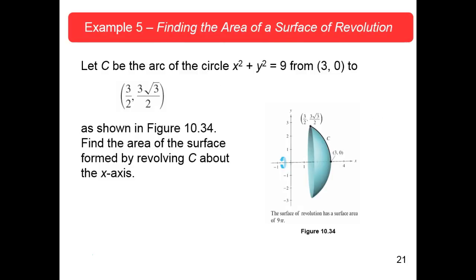All right. This is Example 5, the last example of the section. Let C be an arc of the circle x squared plus y squared equals 9. Okay? It's a circle of radius 3. So you're going from (3, 0), 3 on x, 0 on y, this way, to the point (3/2, 3 root 3 over 2).